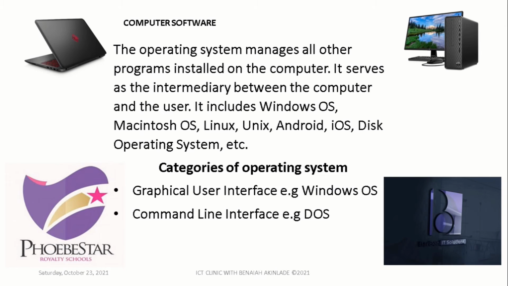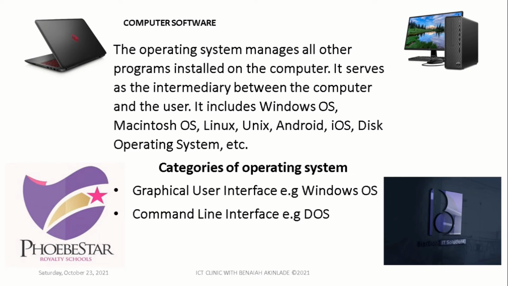When you talk about operating system, you are talking about a software that manages all other programs installed on the computer. It is the intermediary between the computer user and the computer. We have examples like Windows operating system by Microsoft Corporation. We have Macintosh OS by Apple Incorporation. We have Linux, we have Unix, we have Android for mobile phones, we have iOS for Apple phones, we have disk operating system, also known as DOS, and we have quite a few.